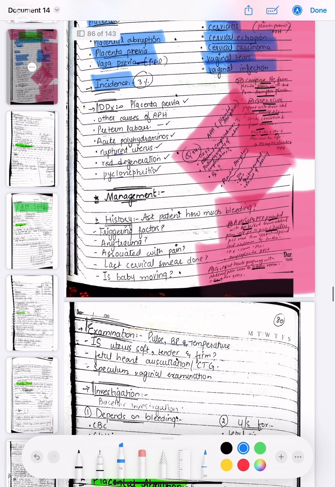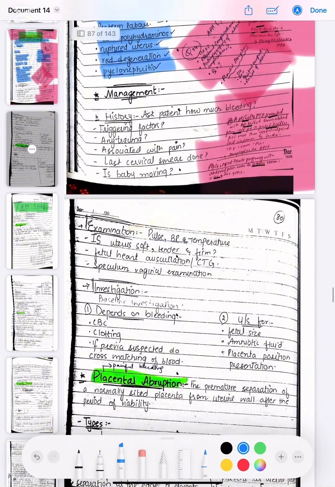Now the incidence for APH is 3% and the differential diagnosis is placenta previa. Other causes of the APH: preterm labor, acute polyhydramnios, ruptured uterus, red cell degeneration and pyelonephritis. All these are the causes of the placenta previa.